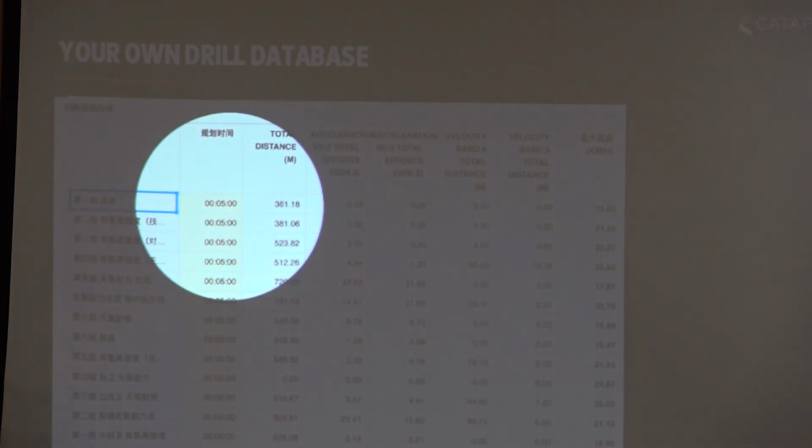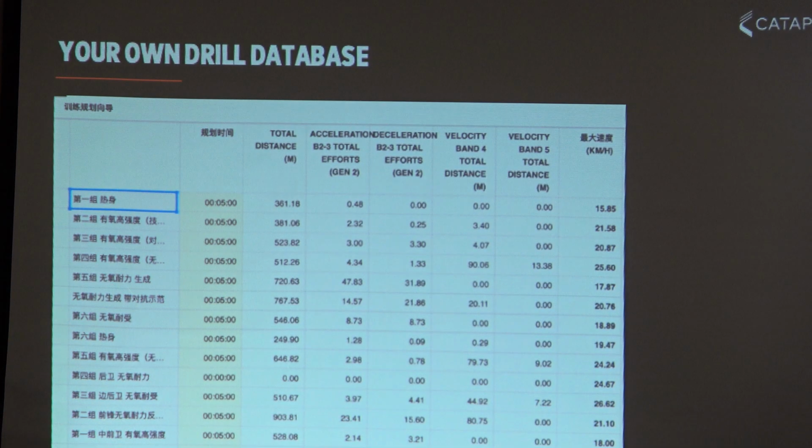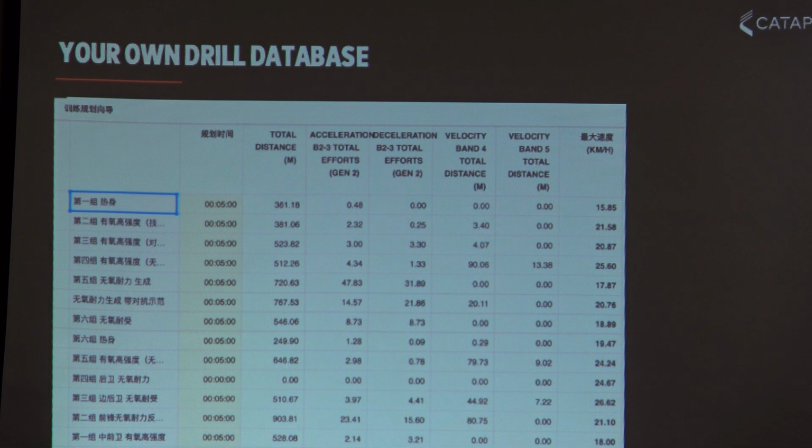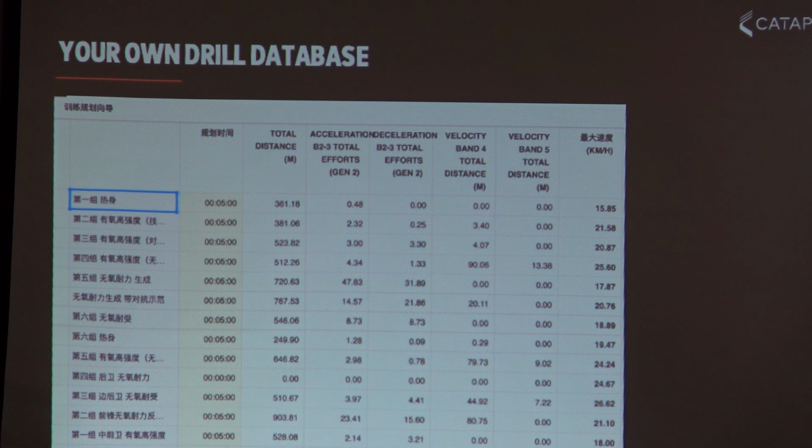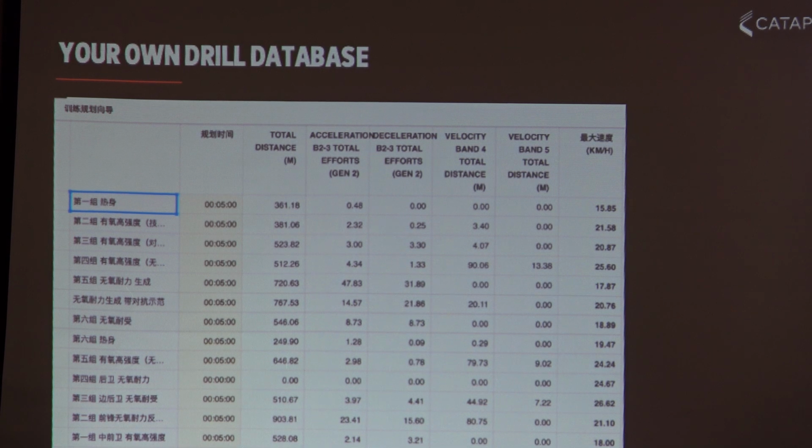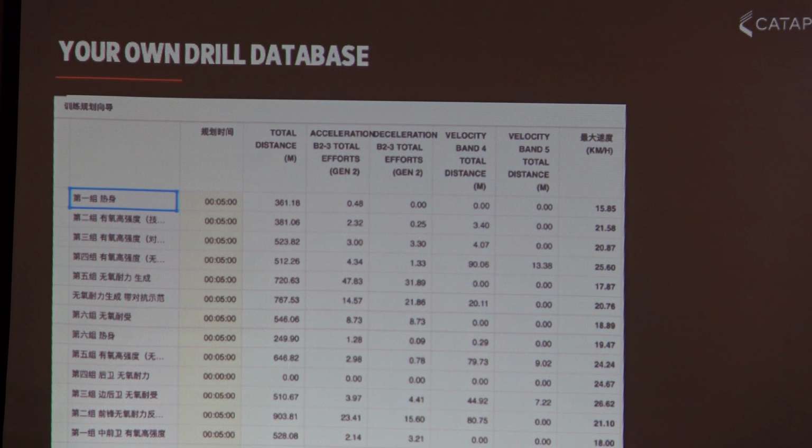Basically, you can choose, okay, if I want to do a small-sided game today, based on my previous data, if I do it for 1 minute, what is the output? If I do it for 2 minutes, what is the output?